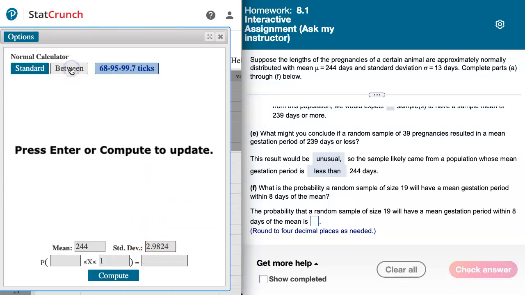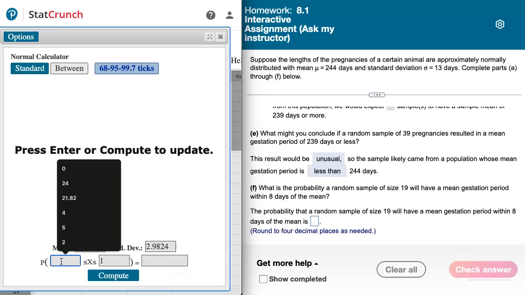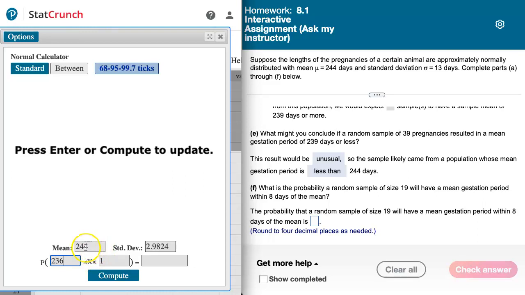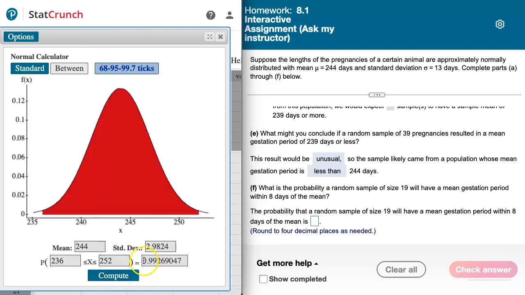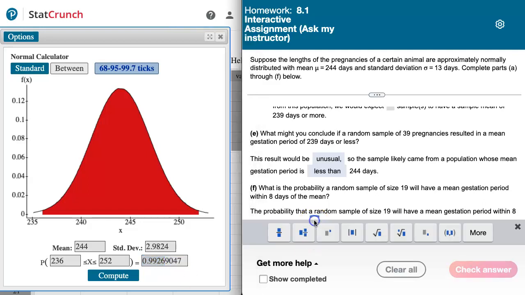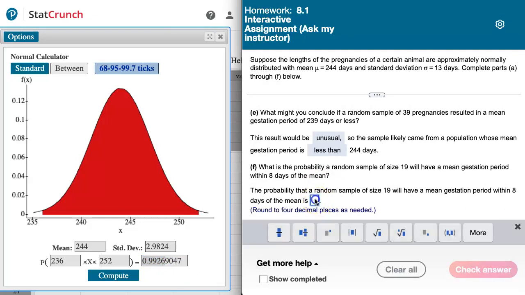Next, I want to change my calculator to between because I need to find the probability that this sample has this gestation period within 8 days of the mean. So that means 8 days less than 244 and 8 days more than 244. And then compute, grab that value and paste it in here, rounding that last digit up.